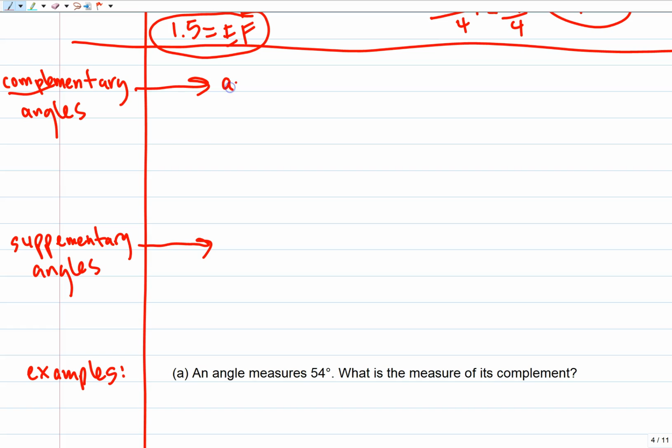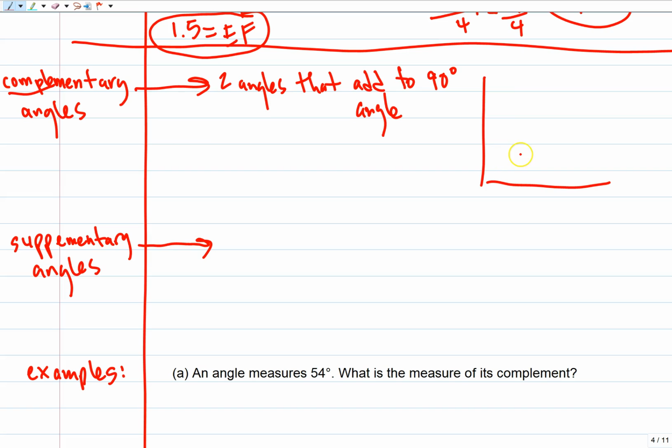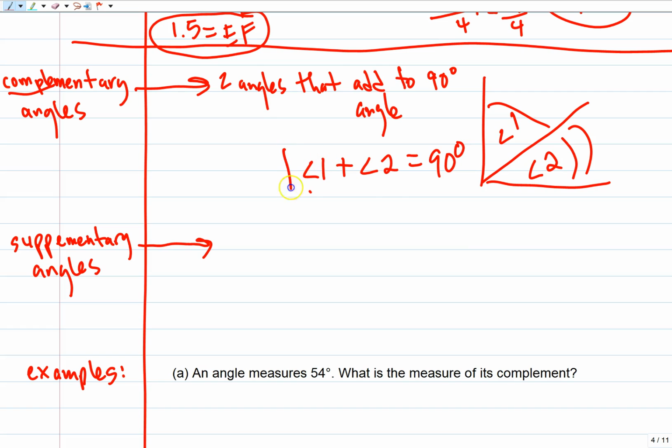This is where I have two angles that complete each other. What does that mean? They add to a complete or right or 90-degree angle. The visual for this, we've seen right angles already. It's that square, right? So if I take that angle at square and I cut it, then I will have angle 1 and angle 2, and those two angles add to 90 degrees.